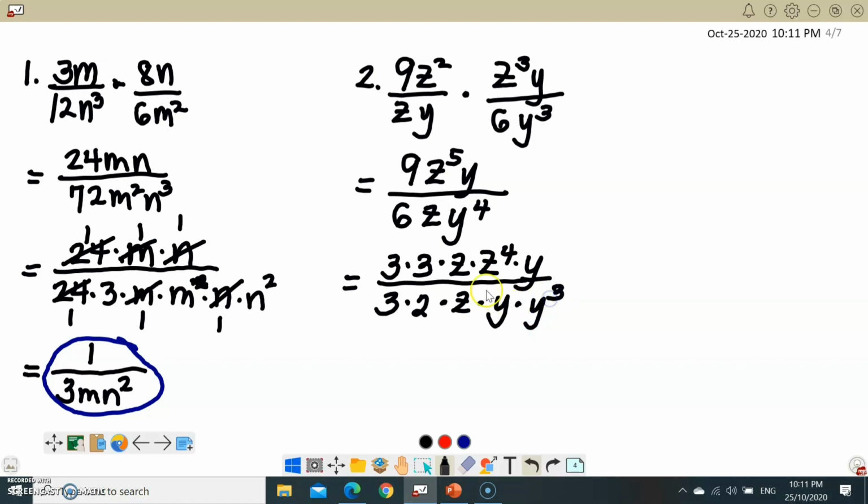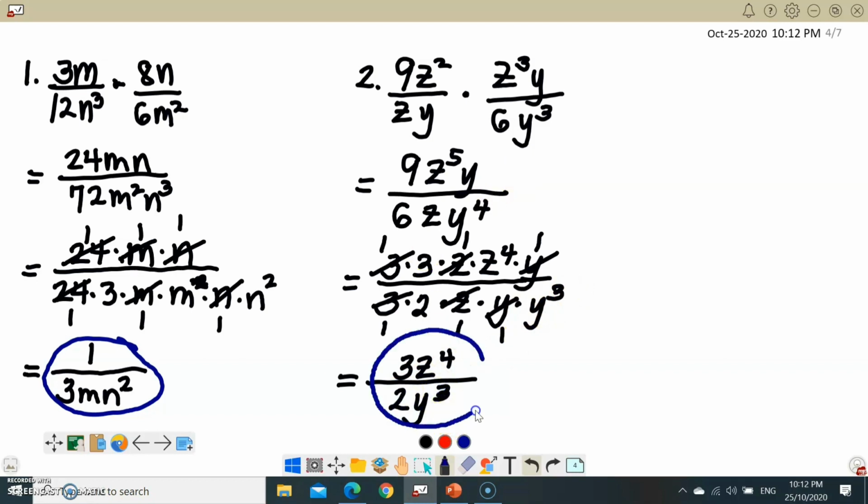y cubed. So we cancel 3 and 3, the quotient is 1. Z and z, the quotient is 1. Y and y, the quotient is 1. So what is left on the numerator? We have 1 times 3 times z raised to 4 times 1 is equal to 3z raised to 4. So 1 times 2 times 1 times 1 times y cubed is equal to 2y cubed. So what is the product? 3z raised to 4 over 2y cubed.